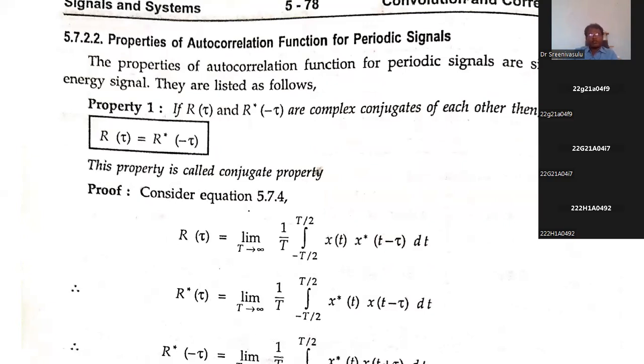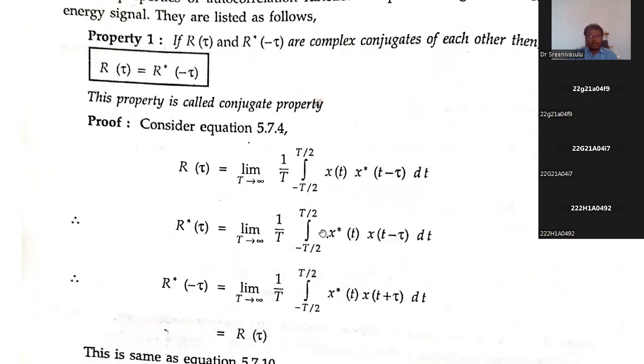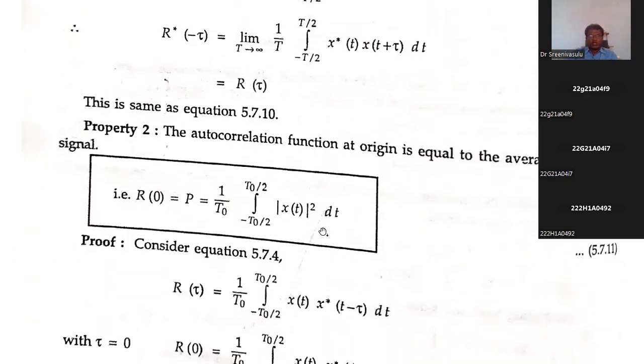Again, you can join. The same formulas are also applicable for periodic signals. The only thing is, instead of writing minus infinity to plus infinity, we are going to write minus T by 2 to plus T by 2, and whatever the difference between these two, that is going to be multiplied by 1 by T, and we keep the limit T tends to infinity, because the actual limit is from minus infinity to plus infinity. That is what we limit for a periodic signal. So all the remaining properties are applicable here.